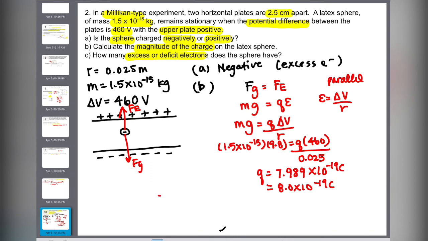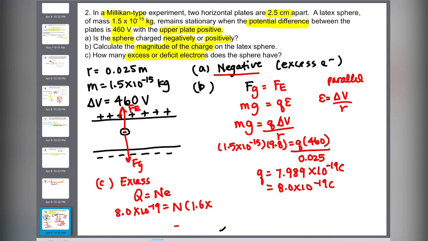Okay, so now part C, we already talked about it, because I have a negative charge. That means I will have an excess of electrons. So how many? Q is N times e. Q, we got it to be 8 times 10 to the negative 19. N is what we're looking for. e is 1.602 times 10 to the negative 19. So I'm going to have to divide by whatever answer I got just now. Okay, N is equal to 5 electrons. Okay, so there are 5 electrons within this mass.